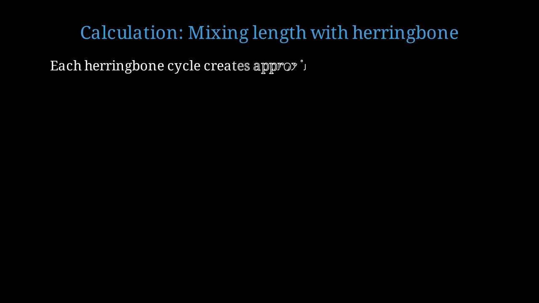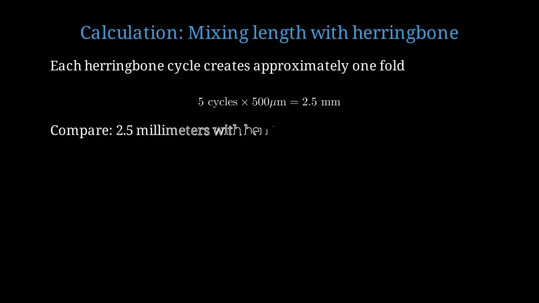Let's estimate how much shorter the channel can be with herringbone structures. Each herringbone pattern, spanning maybe 500 micrometers, creates roughly 1 stretch and fold cycle. 5 cycles takes 5 times 500 micrometers, which equals 2.5 millimeters. With herringbone structures, we achieve good mixing in just 2.5 millimeters. Compare this to 10 millimeters for purely diffusive mixing. That's a 4-fold reduction in channel length.